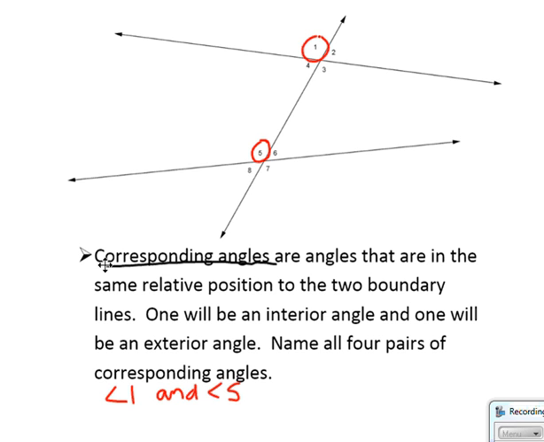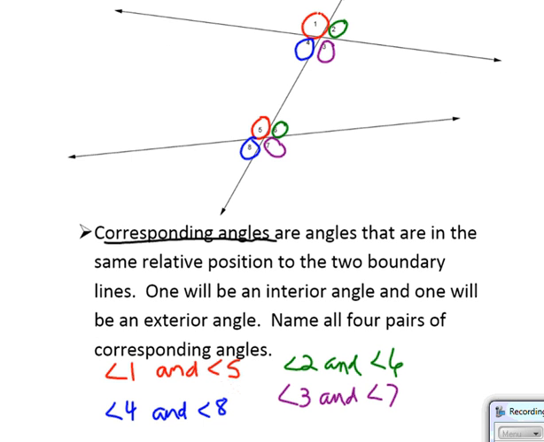They're basically in the same place if I picked up one cluster and set it on top of the other. Another pair of corresponding angles would be angle 2, which is above the line again, but to the right of the transversal, and that would match up with angle 6, above the line to the right of the transversal. See if you can name the other two pairs of corresponding angles. You should have angle 4 and angle 8 as corresponding, as well as angle 3 and angle 7 as corresponding angles.